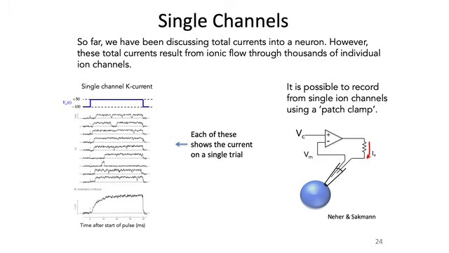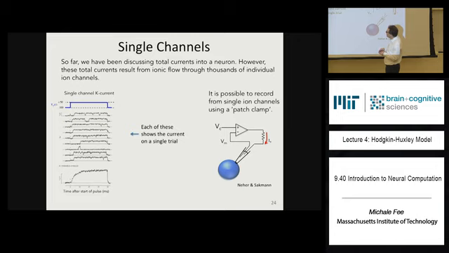So here's what this looks like. Here's one experiment. We're going to start at minus 100. This is a potassium channel. You depolarize the potassium channel up to 50 millivolts, and you see that the current through that single channel starts flickering on and off. Okay, here's another trial. Turns on, turns off, turns on, turns off. You can do that a bunch of times.